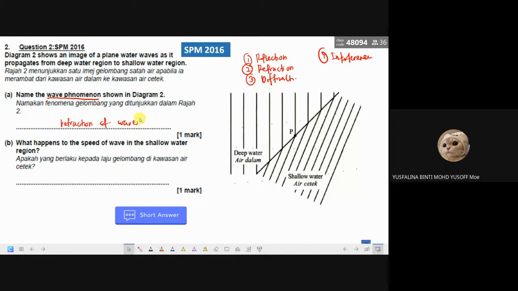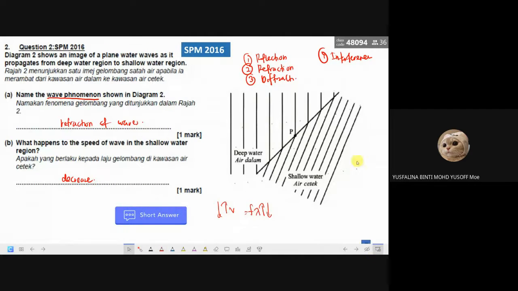Okay, what happened to the speed of water in the shallow water region? So you can see here at the deep water, the wavelength is higher, right? So v equals f lambda. So when the wavelength is higher, of course, the speed also will be higher. So here you can see the wavelength becomes shorter, in which the wavelength is decreased. So when the wavelength is decreased, of course, the speed also will be decreased. So it will move from the higher speed to the lower speed. Okay, so the answer should be decrease.